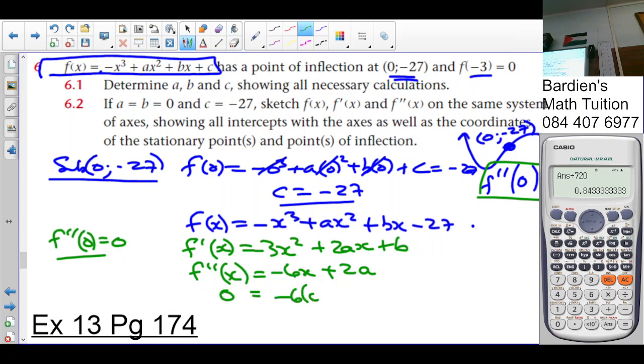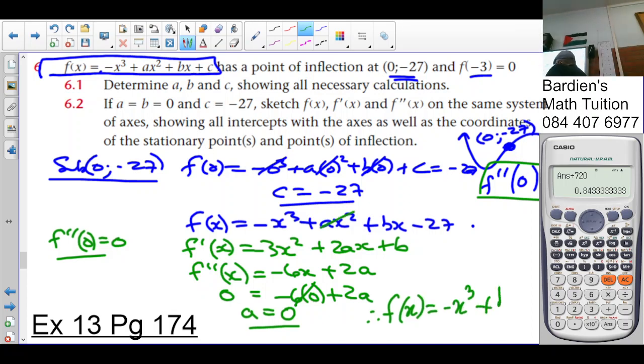I do that substitution: 0 is equal to negative 6 times 0 plus 2a. That falls away, so 2a is equal to 0. So a is equal to 0. Okay? So there's my c sorted and my a is now sorted. So the equation now reads, therefore, f of x equals negative x cubed, a is 0, plus bx minus 27.